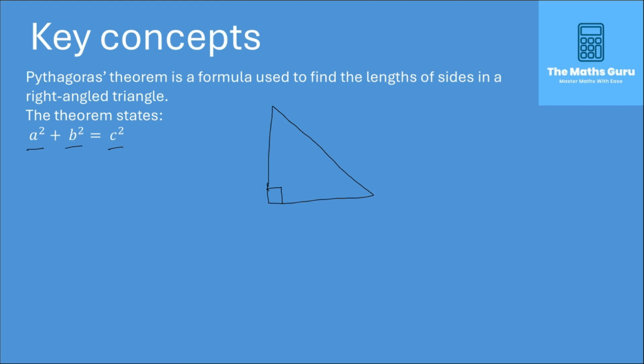And you might be thinking, which one's called a, which one's called b, and which one's called c? So we always start off labeling the hypotenuse, the longest side, which is going to be opposite the right angle, and we label this as c. And c is the hypotenuse. Always the hypotenuse, the longest side.